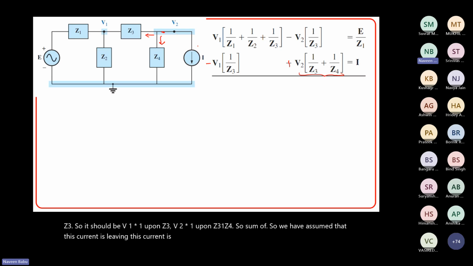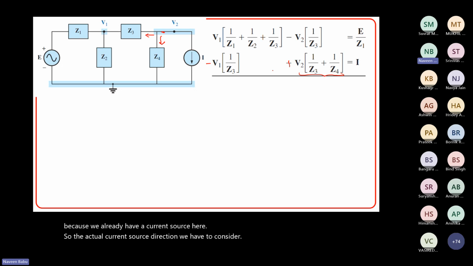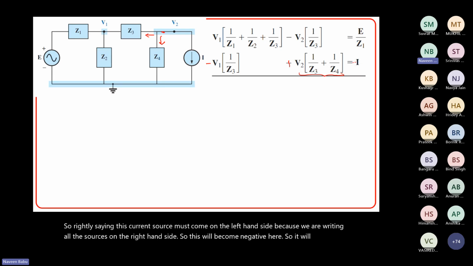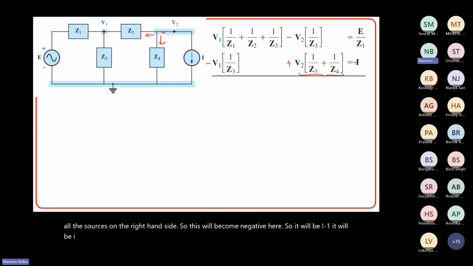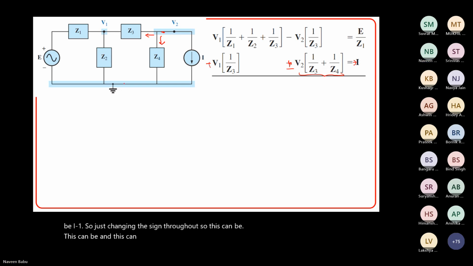We cannot assume that this current is leaving because we already have a current source here. So the actual current source direction we have to consider. Rightly saying, this current source must come on the left hand side because we are writing all the sources on the right hand side. So this will become negative here. So it will be minus I1. So just changing the sign throughout. So this can be plus, this can be minus, and this can be plus. By this way, you can write the nodal equations.